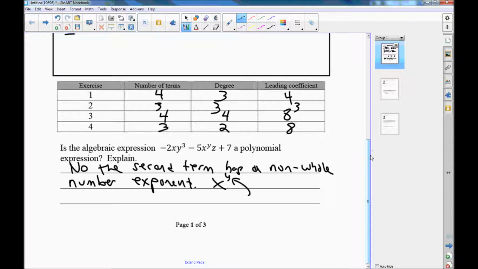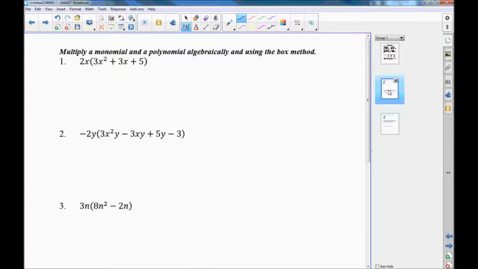No variables for exponents. All right, so this concludes our first page. Let's flip it over and see what's going on the second page. So our second page, we have multiply a monomial, that's the thing in front here, and a polynomial, algebraically and using the box method. So we learned about this in class last time.